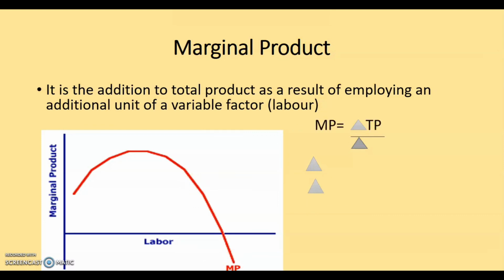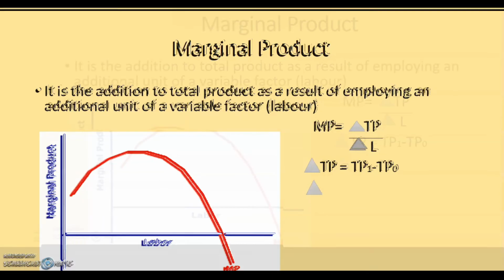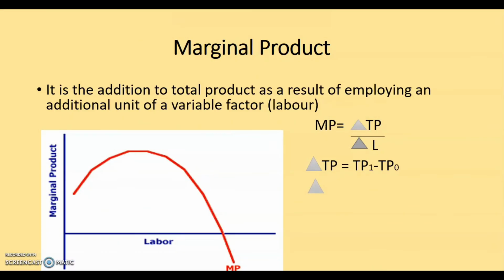Now let's see how to calculate the marginal product. That is the mathematical representation of the marginal product. The marginal product is the change in total product divided by the change in labor. The change in total product is TP1 minus TP0, whilst the change in labor is L1 minus L0.